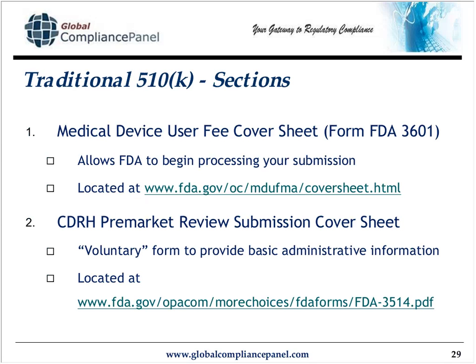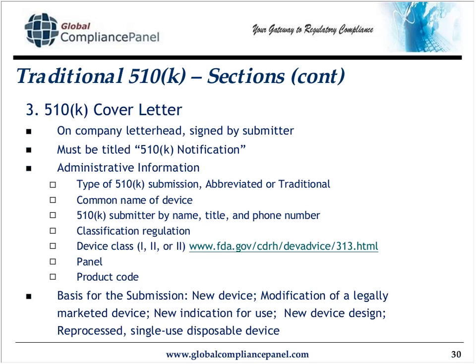Section 2 is the CDRH submission cover sheet, and it's a voluntary form. I always like to use it. I want the reviewer to know the sections of my 510K before he or she reviews it. I don't want there to be any surprises. And here's the location of each of these forms. Section 3 is the cover letter. Make sure that your cover letter is on your company letterhead and it's hand-signed by the submitter. Make sure it has a title on top, 510K notification. Again, whatever I can do to make it easier for the reviewer to just continue to operate as a matter of fact, that's what I want to do.